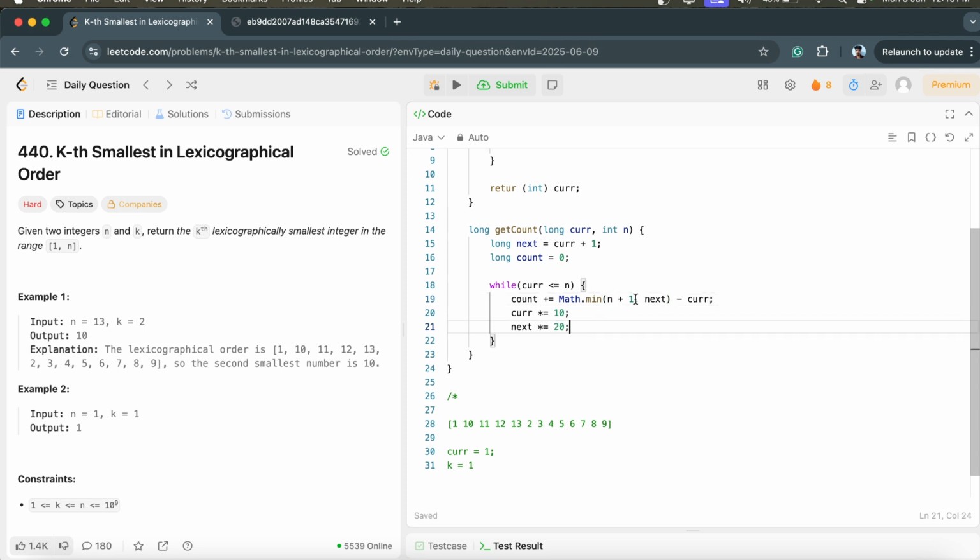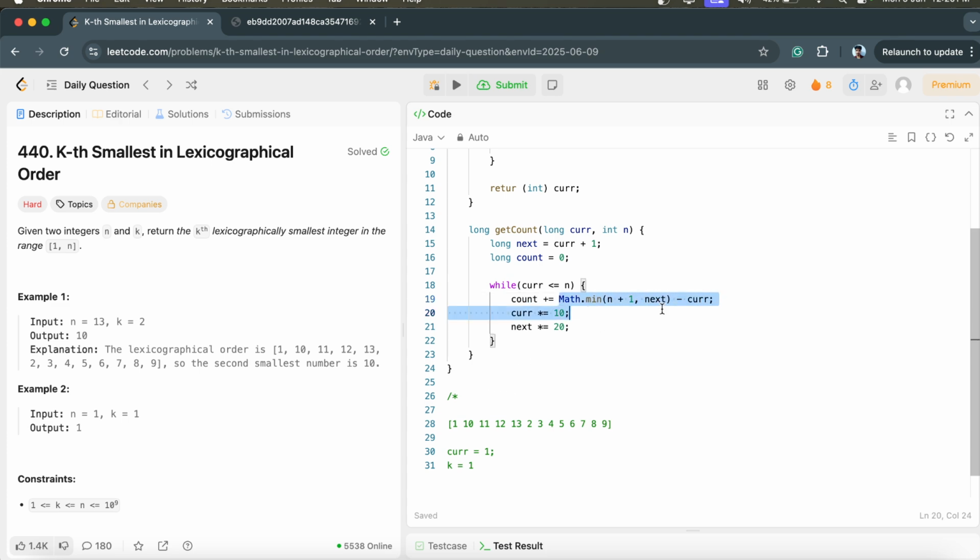See why I did n plus 1: n is actually 13, correct? So 13 minus the current value 10, that is what we have done here. So 13 minus 10 is basically 3 is what the counter that we get. But is it considering 10? No, right? So we have to consider 10, 11, 12, 13. So the count is actually 4. But if I just consider n minus current, it is going to give 3. So the count should be including all of these, 10 to 13. So that's why I added n plus 1 minus the current value.